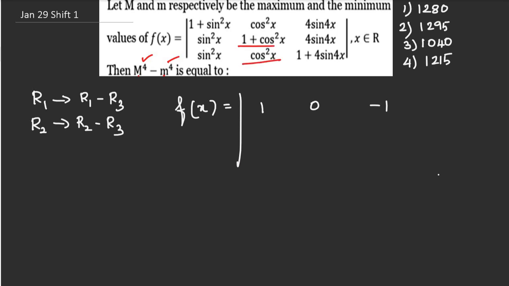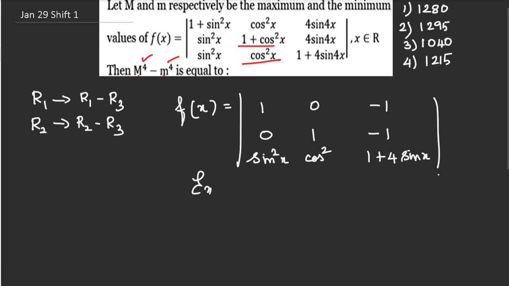Subtracting the row elements here, sin square minus sin square gives 0, 1 plus cos square minus cos square gives me 1, and the next element will be minus 1. The last row remains as it is: sin square x, cos square x and 1 plus 4 sin 4x. Now expand the determinant along R1.